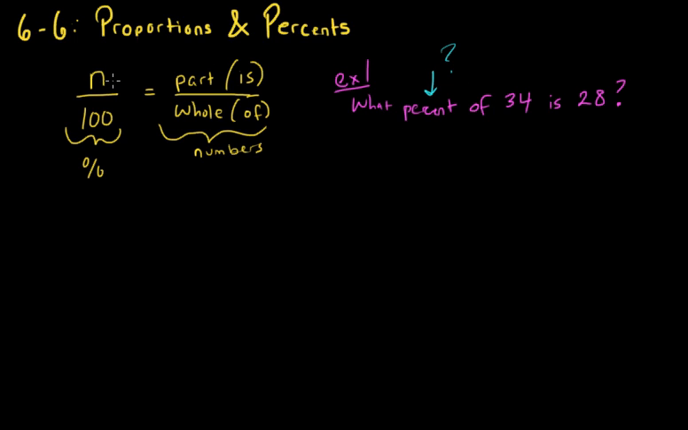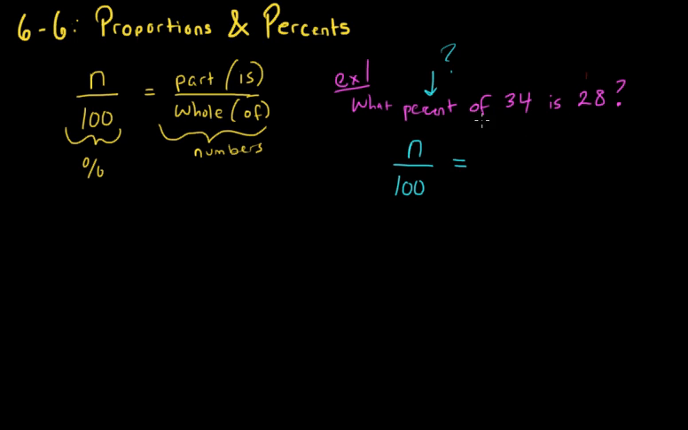Well, let's look at the basic setup over here. If we don't know what the percent is, then we don't know n. We know that it's going to be a percent, so it's going to be over 100 no matter what. We just don't know what the top number is. Some things to look out for here: it says of 34 is 28. What percent of 34 is 28? So 28 is the part, and the of is 34.